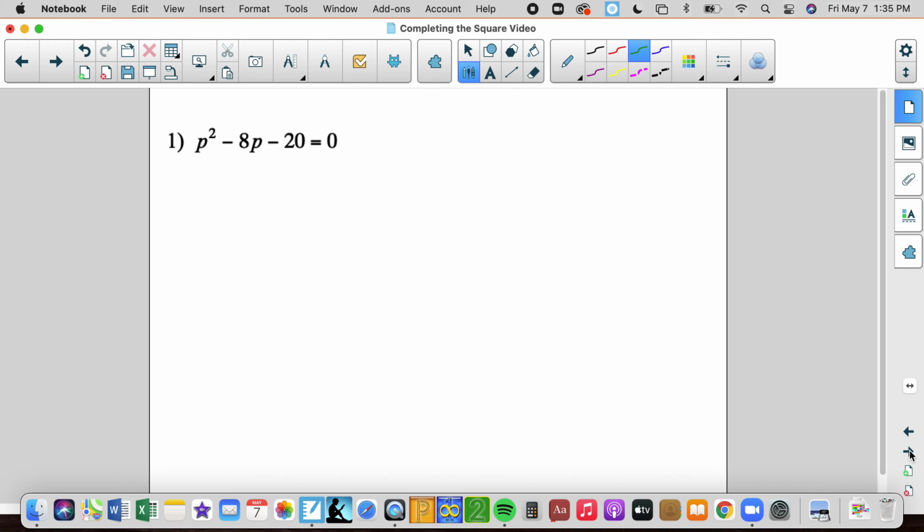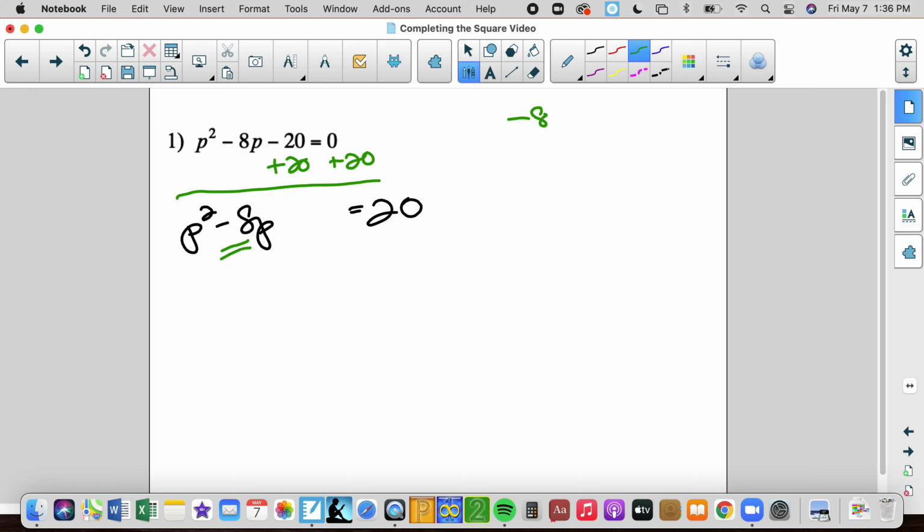All right, so first thing, is this a binomial square? No, it is not. So I need to get rid of my constant. I need to move it over to the other side. That leaves me with p squared minus 8p equals 20. Now, we look at that b value. I'm going to take -8. I'm going to take half of it, and then I'm going to square it. So that is the value that would make it a binomial square.